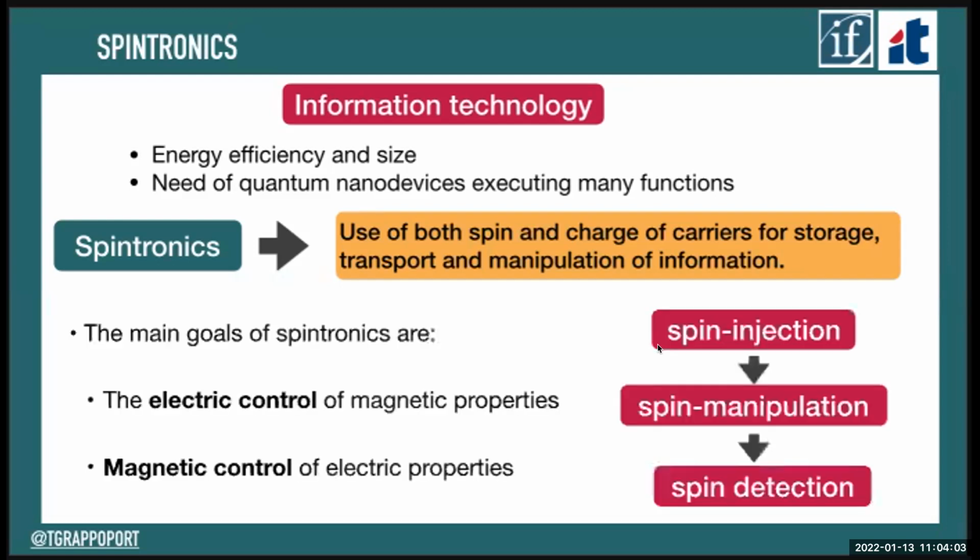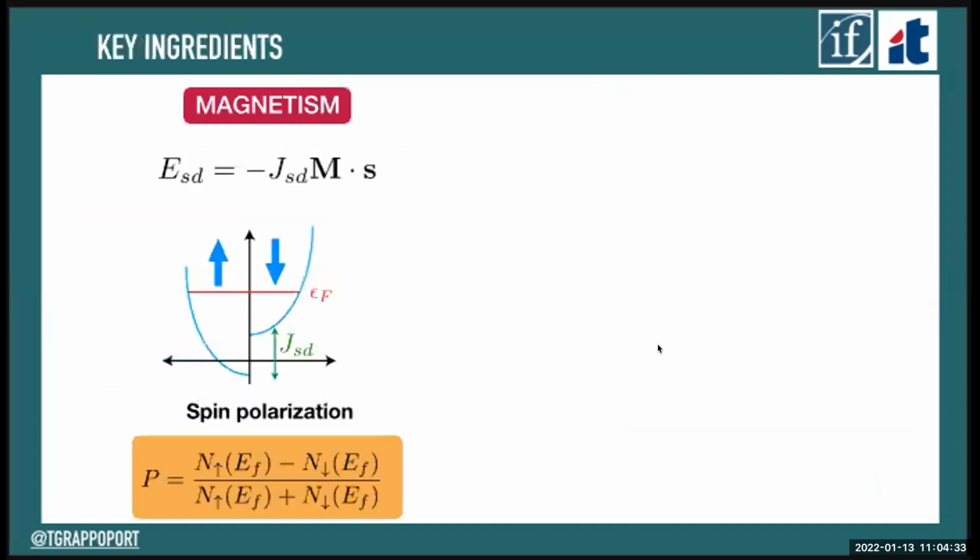And to use spin to transmit information, of course, we need to inject spins in materials that can conduct them well. And we want the information not to be lost, so we need to manipulate the spins and detect them. And we want to do that electrically. But the main issue is that the electric field does not interact with the spins directly. So spintronics in general uses two key ingredients.